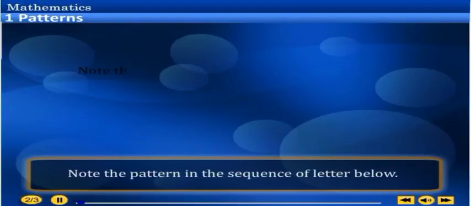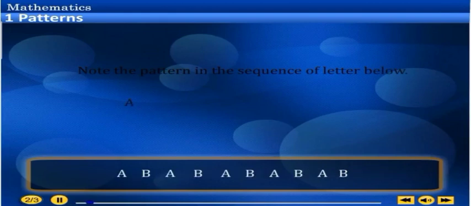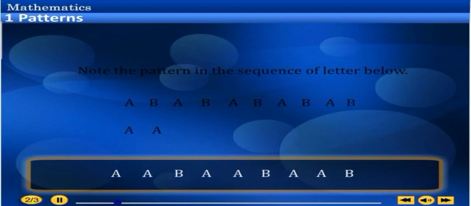To number 1, pattern explanation. Note the pattern in the sequence of letters below. A, B, A, B, A, B, A, B, A, B. A, A, B, A, A, B, A, A, B.